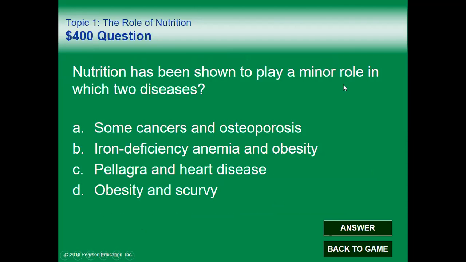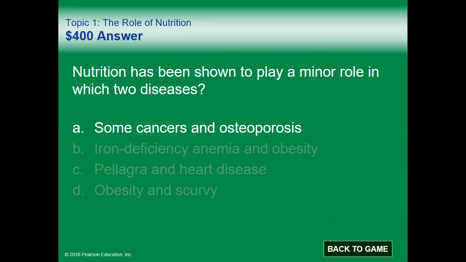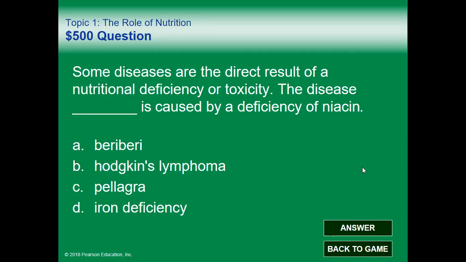Nutrition has been shown to play a minor role in which two diseases? A. Good. Some cancers and osteoporosis. Some diseases are the direct result of nutritional deficiency or toxicity.